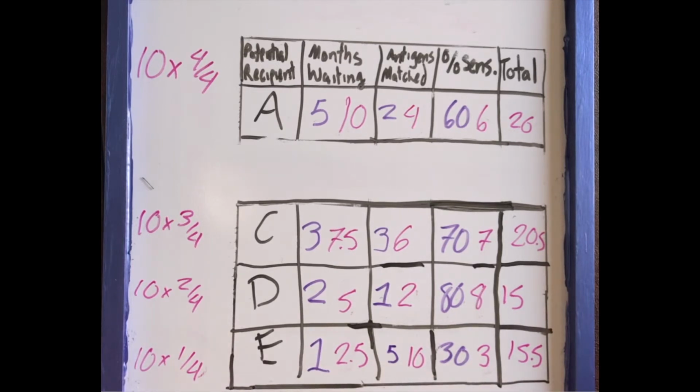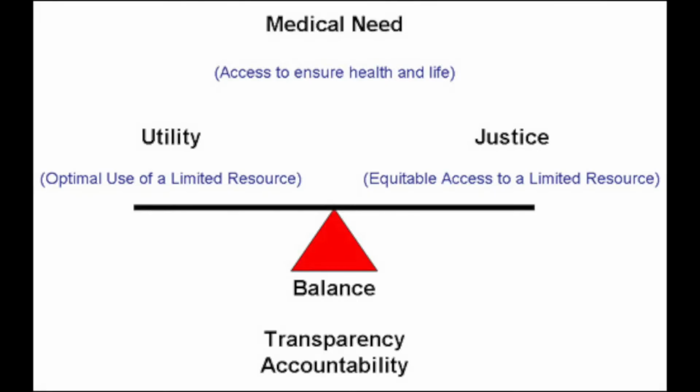But now, person C would receive the organ. This change in recipients is called the priority paradox. Though this formula may optimize the transplant process, it is far from perfect.